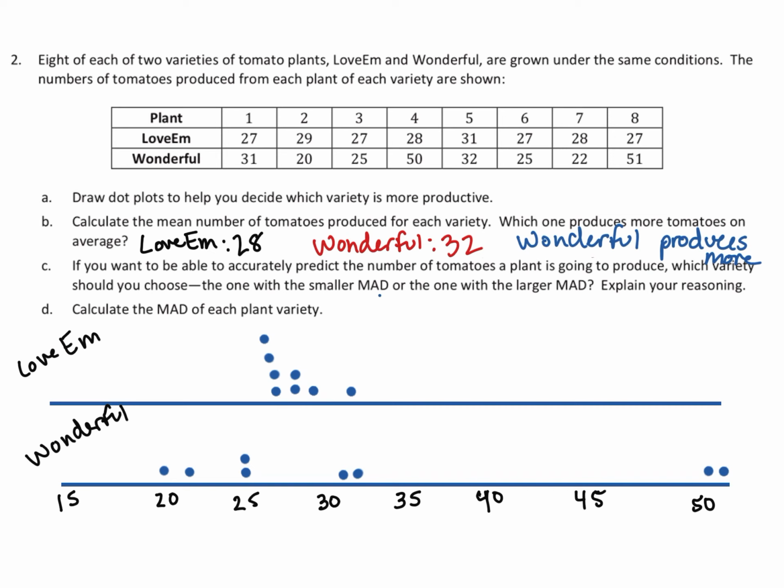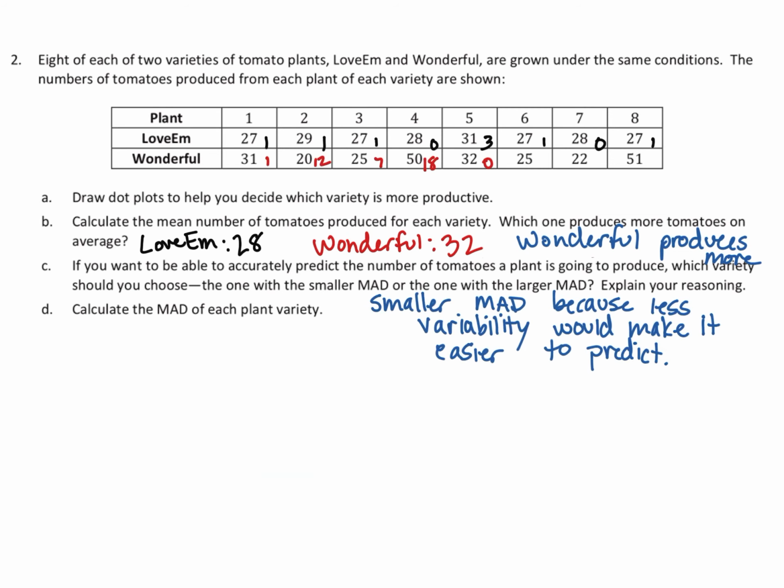For the Wonderful, we need to figure out how far they are from 32. 31 to 32 is only 1 away. From 20 to 32 is 12 away. 25 to 32 is 7 away. 50 to 32 is 18 away. 32 is 0 away from 32. 25 we already have. 22 is 10 away. And 51 is 19 away.